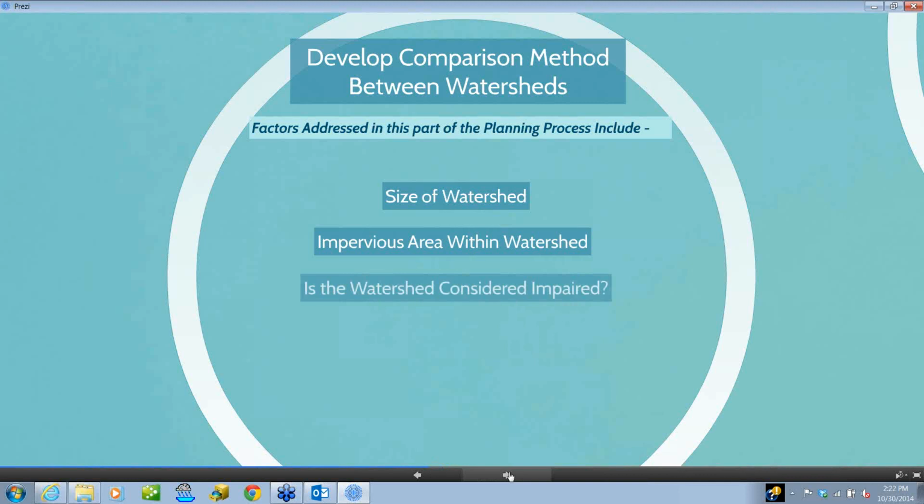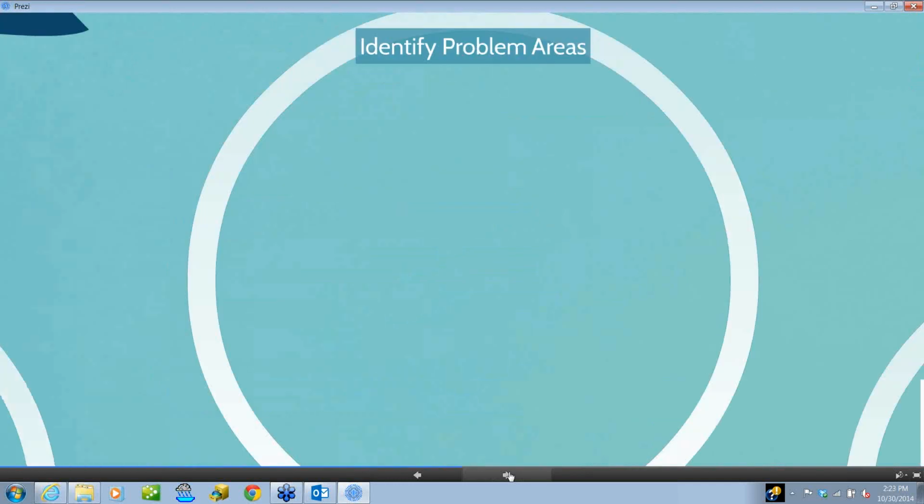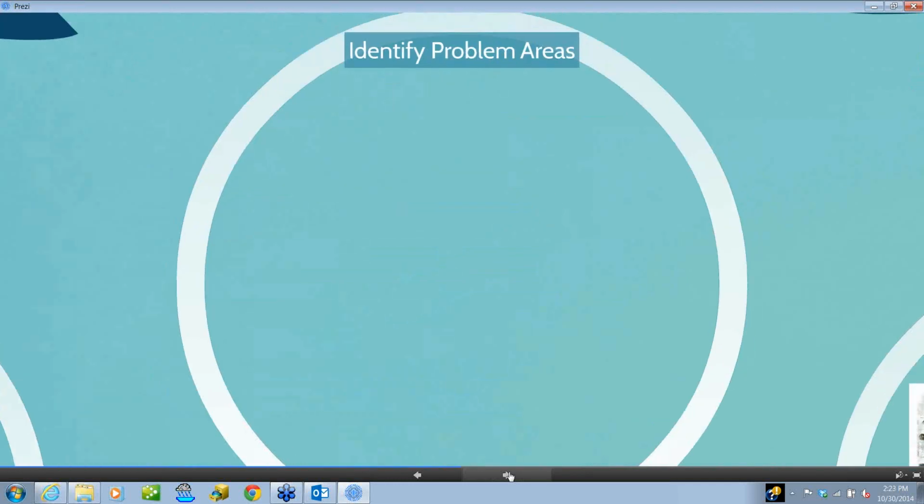Same thing with impervious area within the watershed. Is it connected? I'm going to get into that in a little bit here. Is it disconnected? Is the watershed already impaired? What is the impairment? What is really the problem? Where is that problem coming from? Is the area that this hotspot is draining to a significant recreational or natural resource? Should it have a really high priority for repair based on that?